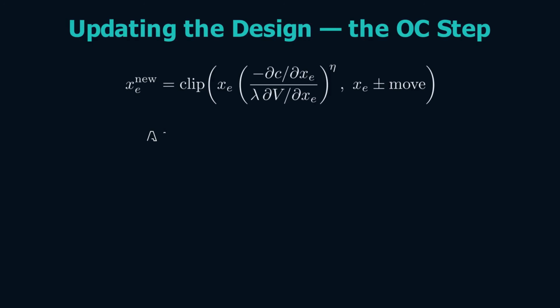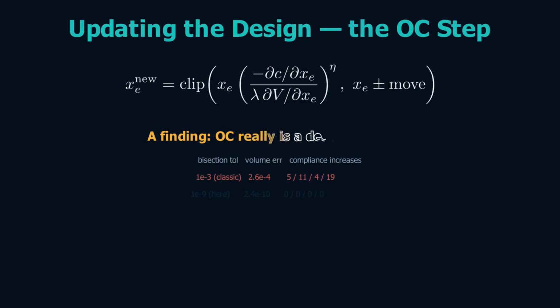And here the repo turns up something worth reporting. Textbooks often say OC is not a true descent method, compliance sometimes ticks upward. But measured carefully, that non-monotonicity comes entirely from stopping the bisection too early. Tighten it, and across 4 different problems the compliance never once increases. The extra steps are pure arithmetic, no solve, so it costs nothing.